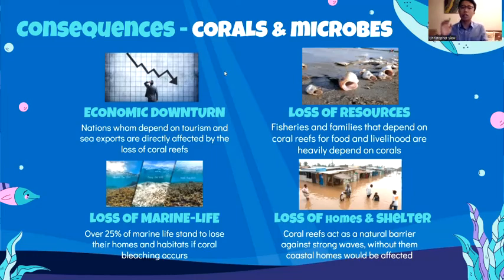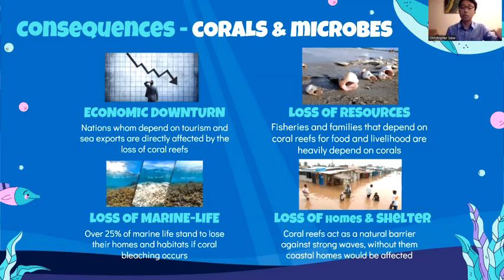And secondly, the loss of resources. Just like I said, fisheries and families that depend on coral reefs, like coastal nations that have families living near the coast, highly depend on corals. And if that's taken away from them, all the resources that they have from coral reefs will be gone.